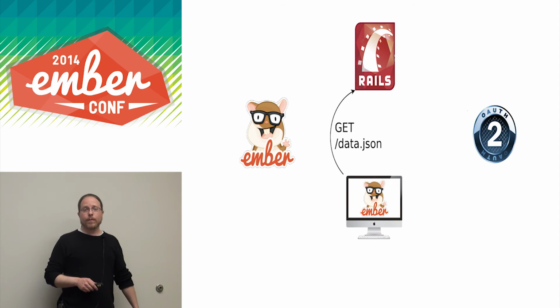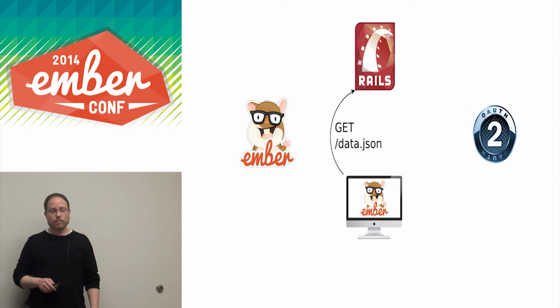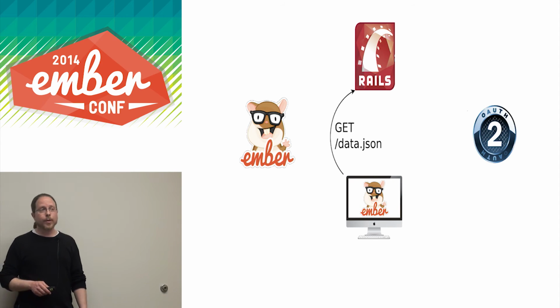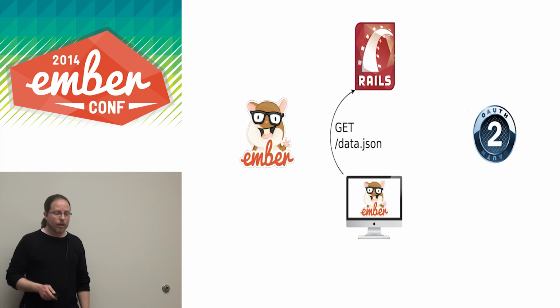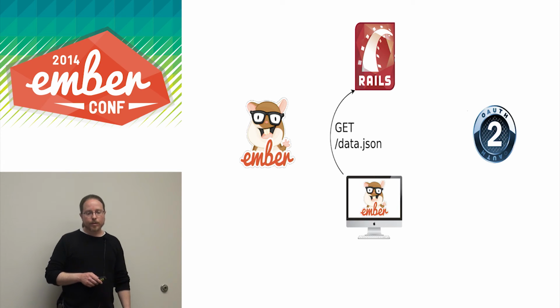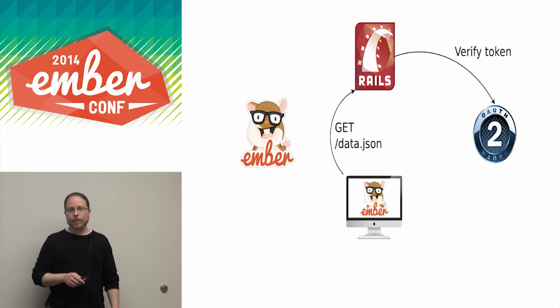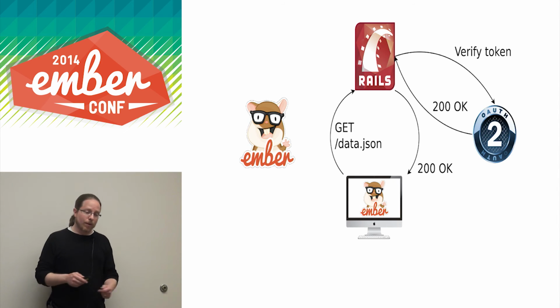At this point, the API service needs to authenticate that token to make sure that it's a valid one. So it's going to send a request to the OAuth provider to verify the token. Assuming that it's a valid token, the OAuth provider is going to respond with 200 OK, and then that's going to tell the API service that it's okay to allow the user to see that data. So that's the overview of how token-based authentication would work.